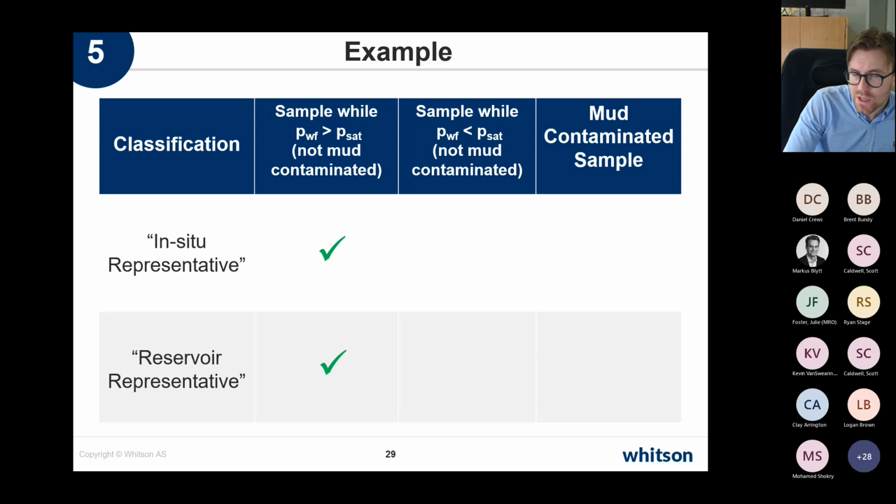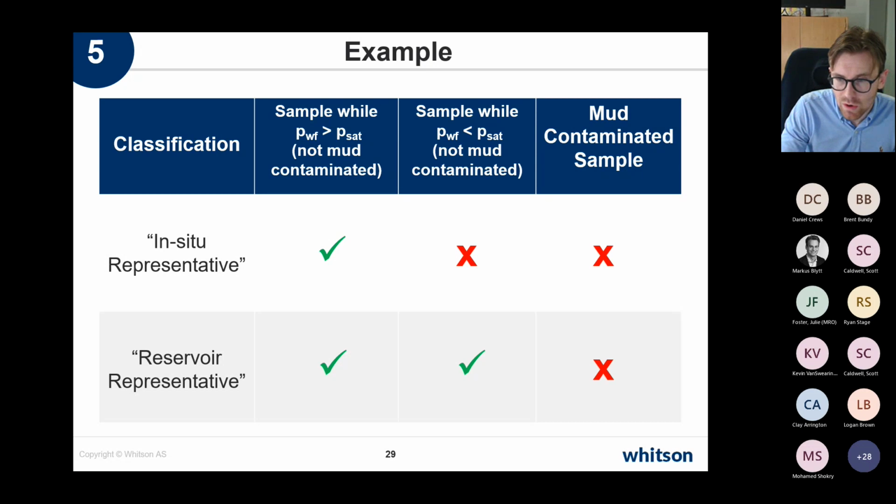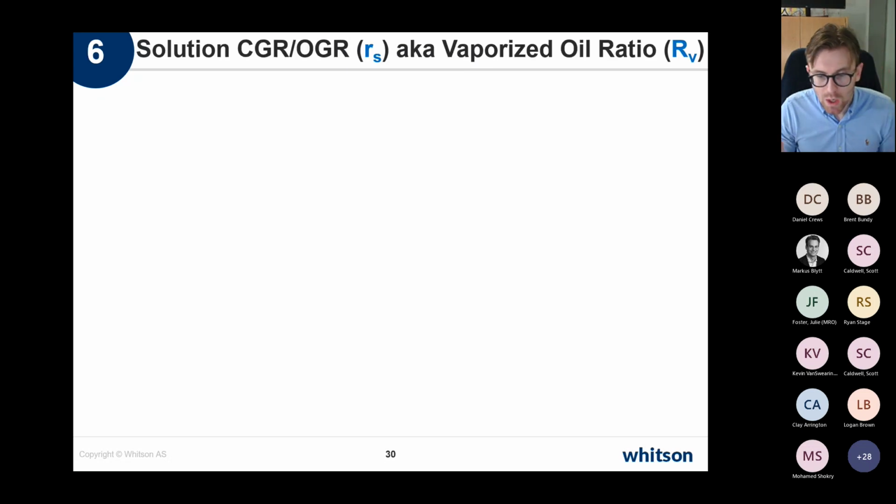If the sample is below the saturation pressure, but it's not mud contaminated, it's not in situ representative, but it's reservoir representative. And a mud contaminated sample, maybe that's foreign for some people, but in conventionals, a mud contaminated sample is neither in situ representative nor reservoir representative. Okay, so we like both in situ representative samples and reservoir representative samples for developing a model.